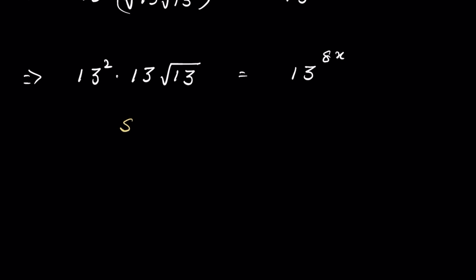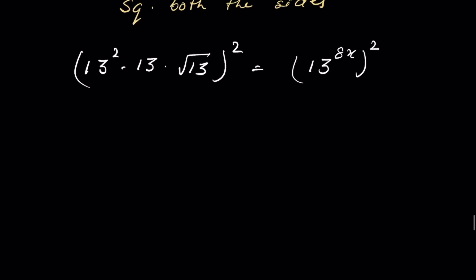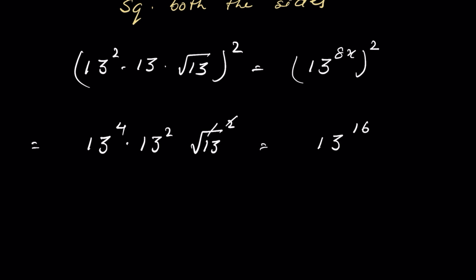Again square both the sides. So 13 square times the square root of 13, we square it, equals 13 raised to the power of 8x whole square. This is equal to 13 to the power 2 times 2 is 4, then 13 to the power 2 and square root of 13 square. So remove the square root with this square, and this is equal to 13 to the power of 16x.